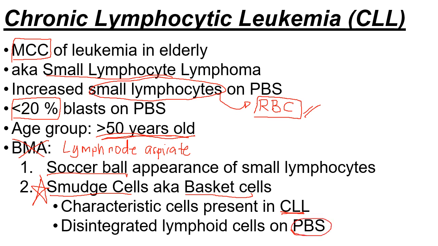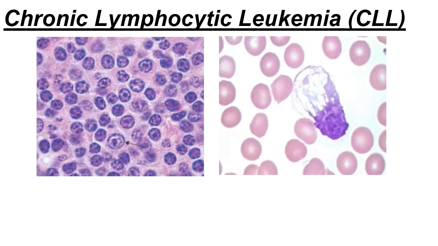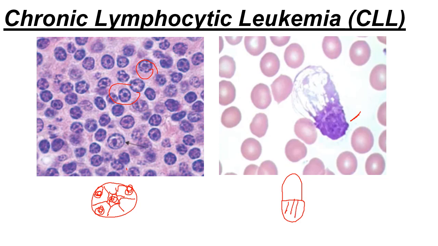So, tingnan natin kung anong itsura ng soccer ball and smudge cells under microscope. Sa CLL, no, kung makikita nyo itong mga to, di ba mukhang mga soccer ball. So, kung ito drawing natin yan, di ba, parang mga, ano ba mag-drawing ng soccer ball? Anyway, mga alternating black and white appearance sila. Okay? And then for in PBS, makikita mo yung smudge cell or the basket cell. So, mukha silang basket, right? Ito yung kunwari yung basket.